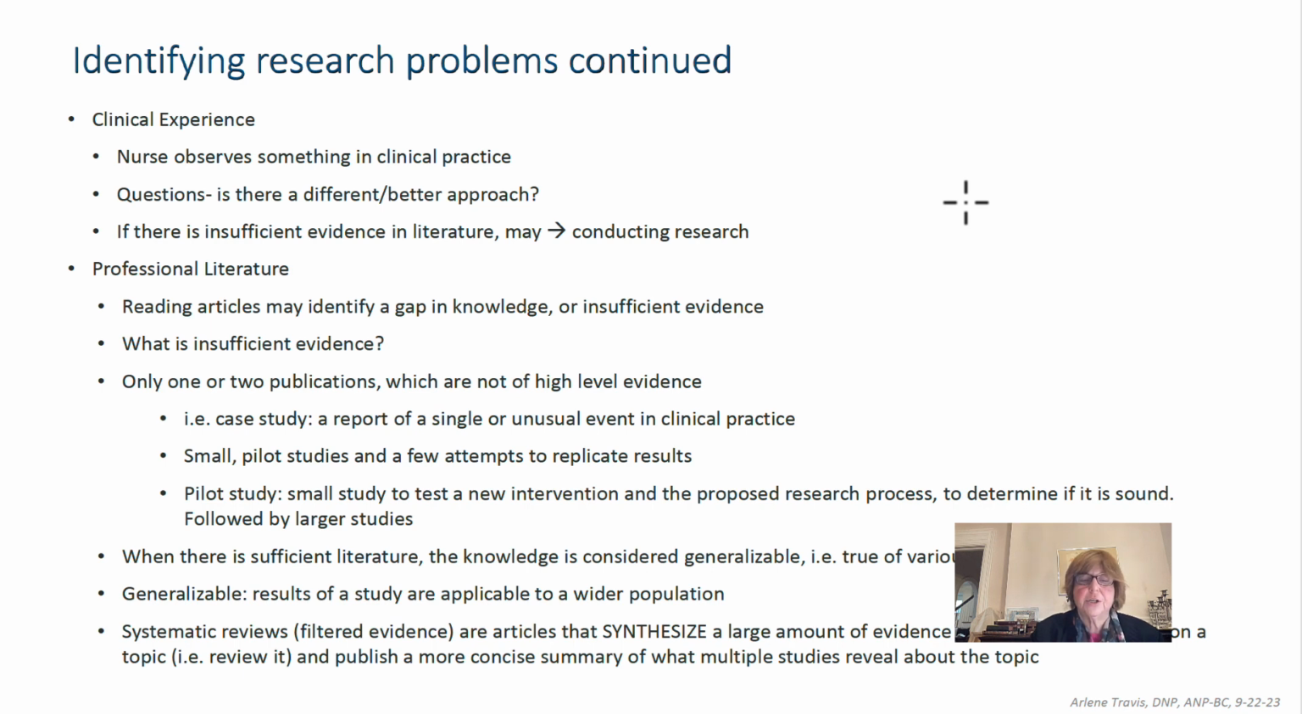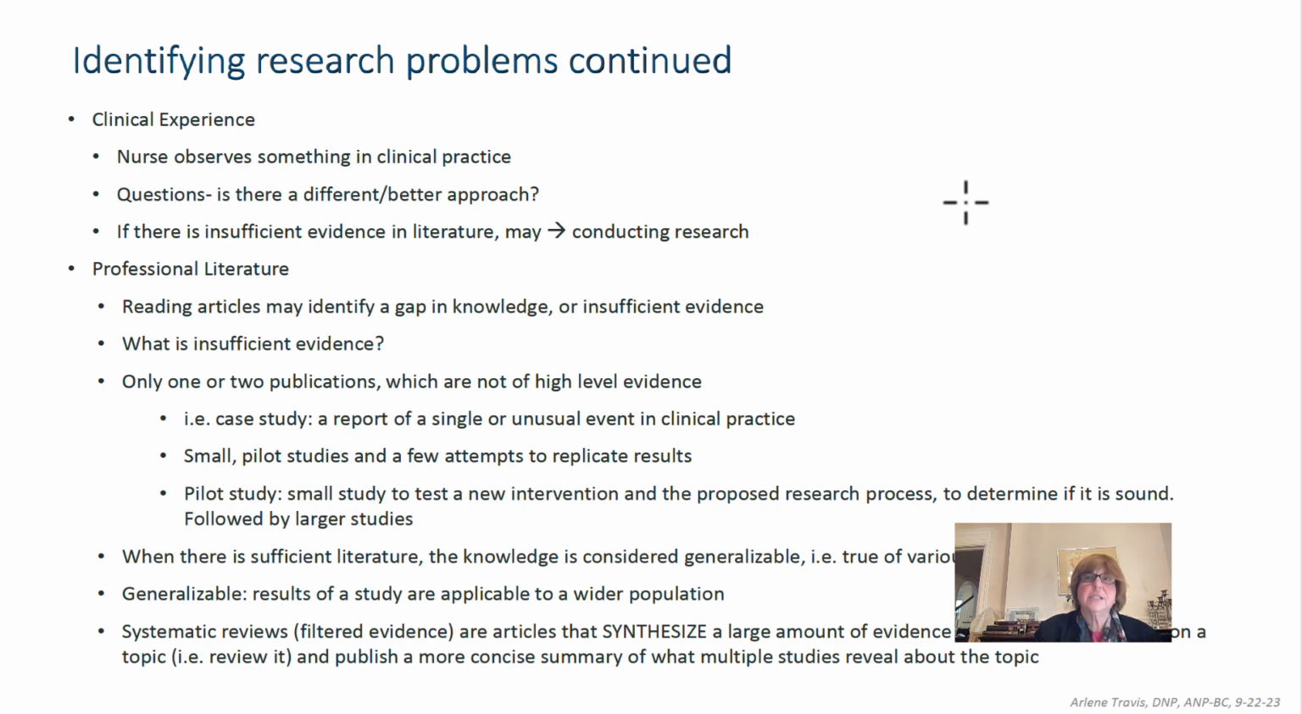So when there is sufficient literature, the knowledge is going to be more generalizable because you're going to have more information, and you're going to be able to generalize it to that target population. The results of a study are applicable to a wider population. Systematic reviews, that's filtered evidence. These are articles that synthesize a large amount of evidence, a body of knowledge on a topic. They review it and publish a more concise summary of multiple studies about the topic. Remember, I told you about the international study we've done on decreasing burnout in pediatric hematology oncology, where somebody from West Point was doing a review article.